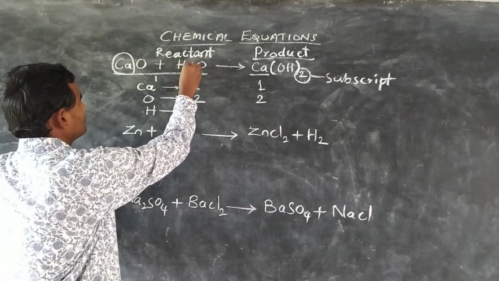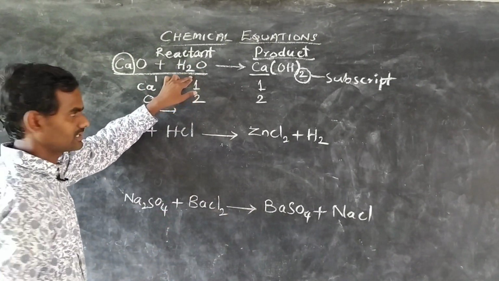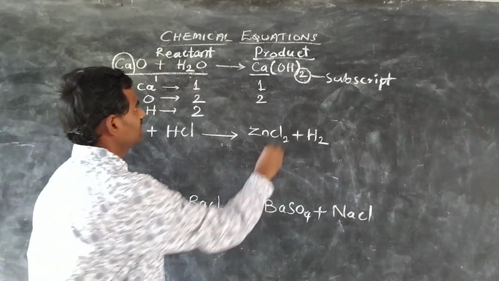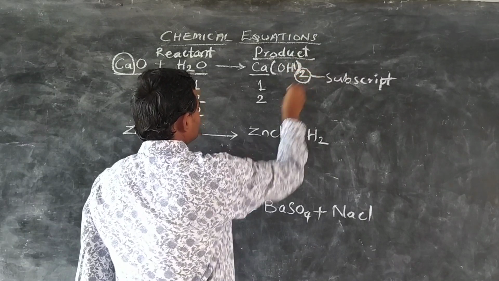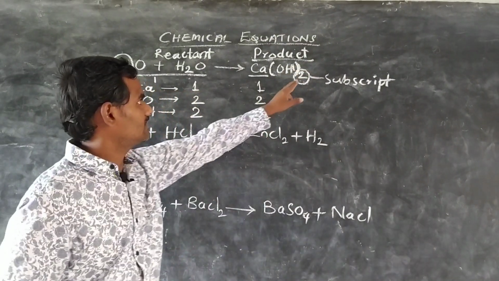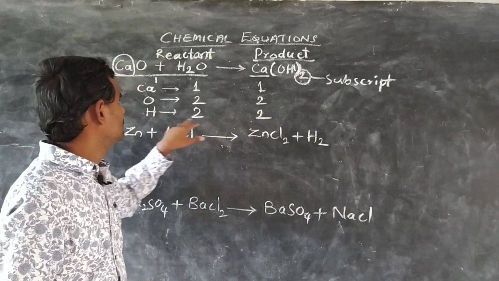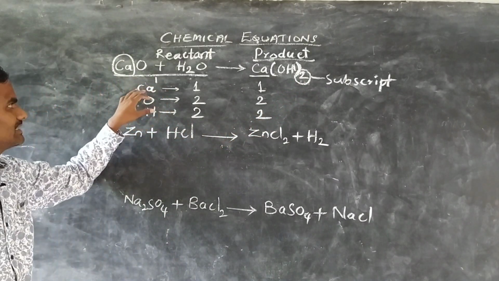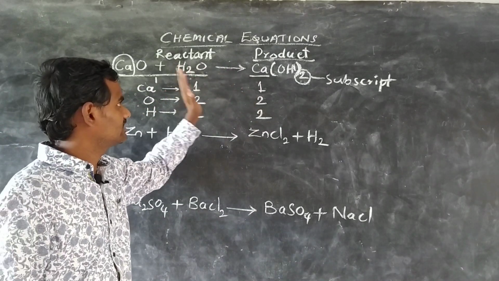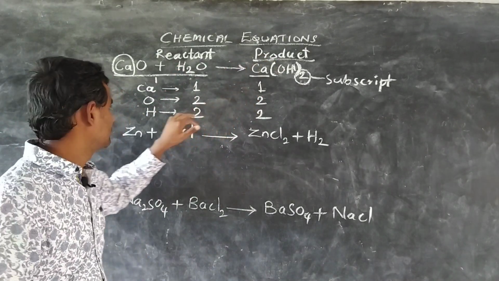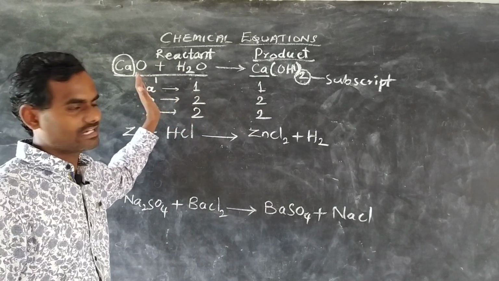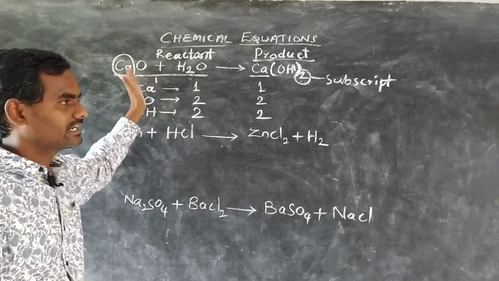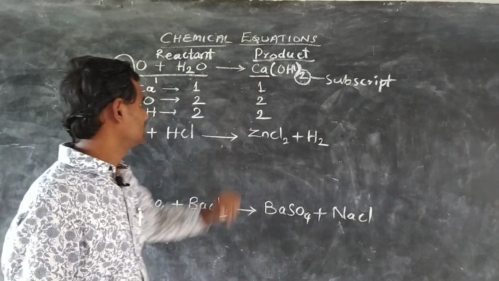Next, coming to hydrogen. Here 2 hydrogens, because it contains 2 as subscript. Hydrogen, 2 hydrogens are present on the reactant side. Here hydrogens are 2 because it contains 2 as subscript. So, calcium, oxygen and hydrogen, both sides are the same. Calcium is 1 on the reactant side, 1 on the product side. Oxygen 2 on the reactant side, 2 on the product side. And hydrogen also 2 on the reactant side, 2 on the product side.